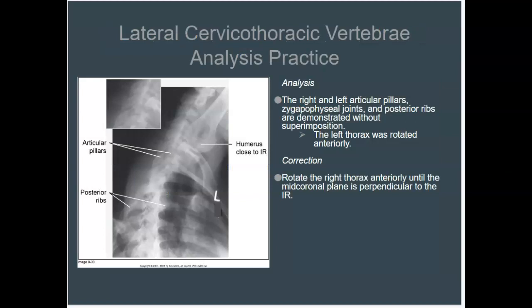So let's go over the practice analysis for our C-spine, cervicothoracic C7-T1 image here. You can see by evaluating this image that the right and left articular pillars, zygapophyseal joints, and the posterior ribs are demonstrated without superimposition. This means, in relationship to rotation, that the left side of the thorax is rotated anteriorly.